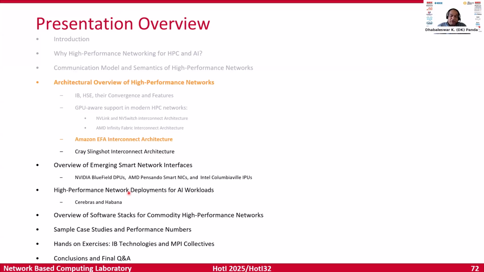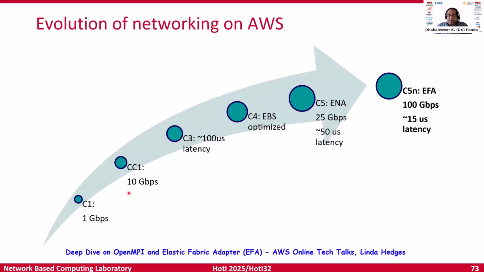Now, before we go into the smart network interface, let me talk about at least two of these other interconnects. One is the Amazon EFA, and the other is the Cray Slingshot, which I just mentioned. So for Amazon AWS, this is taken from one of the earlier AWS online tech talks. In the very old days, AWS, of course, came from the data center. And in the earlier days of cloud computing, as some of you remember, cloud computing was not very fast.